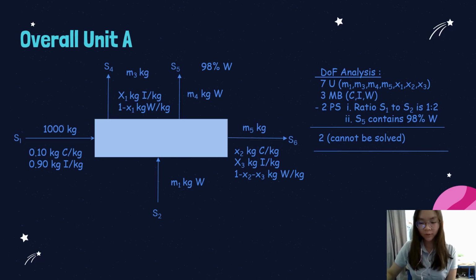After the process flow diagram is drawn and labeled completely, we need to perform the degree of freedom analysis for the overall process and each subunit. For the overall unit A, we found that there are 7 unknowns, which are M1, M3, M4, M5, X1, X2, and X3. There are 3 material balances, which are C, I, W, and 2 process specs: the first one is the ratio of S1 to S2 is 1 to 2, and the second one is that S5 contains 98% of W. So 7 minus 5 equals 2, so it cannot be solved.